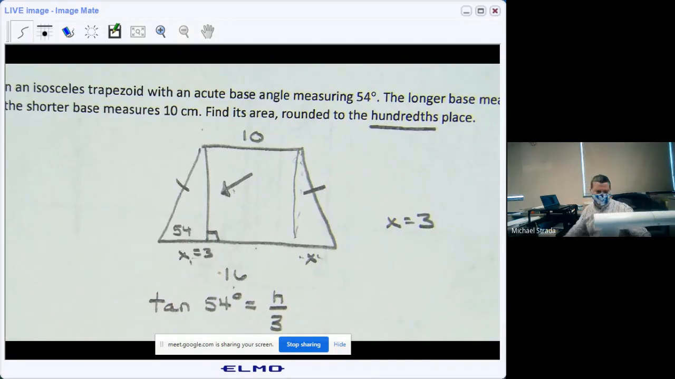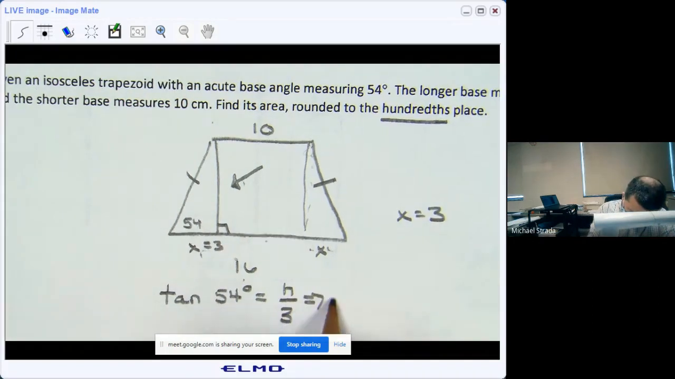Good? All right, so now I'm going to do 3 tangent 54. That gives me 4.129, which rounds to the nearest hundredth place, would give me about 4.13.